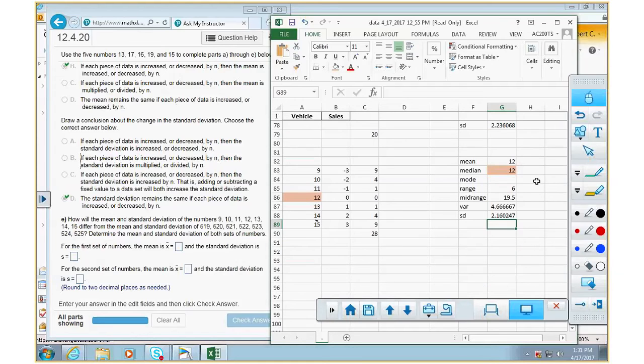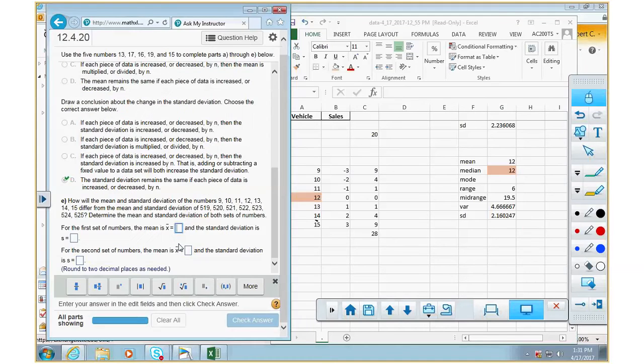All right, write down that mean. Write down the mean of 12 and the standard deviation of 2.16.